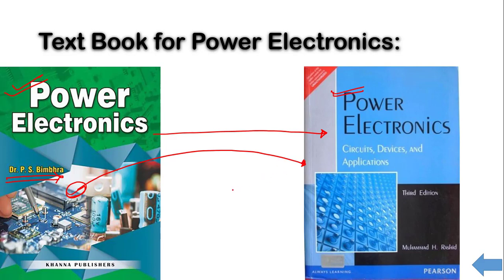And for an undergraduate student, only P.S. Bhimra would also suffice. So no need to bother about whether to jump to Power Electronics by Muhammad H. Rashid or not. You can have only the P.S. Bhimra book for power electronics.